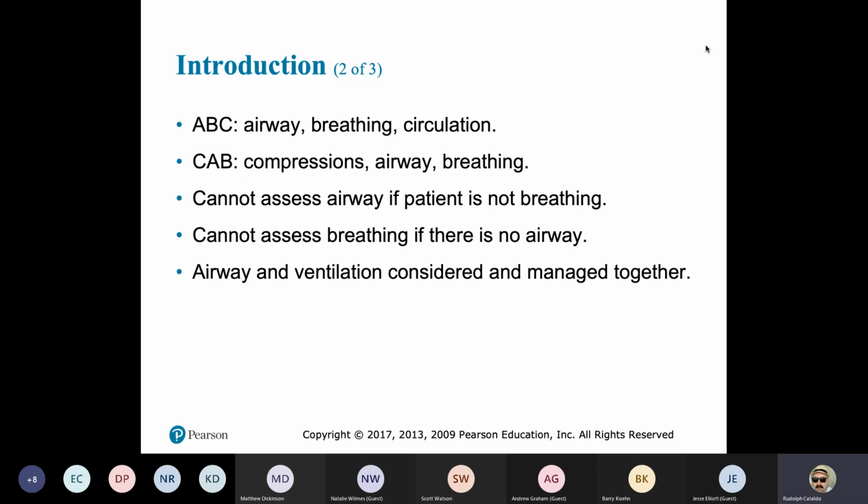So with our normal patients, we look at ABCs. With our patients that are unresponsive, potentially in cardiac arrest, we look at CAB. So we start with compressions, then airway, then breathing. Just for the simple fact that the act of compression is still moving blood. Blood carries oxygen. We are still oxygenating the vital organs at that point when we're doing compressions.